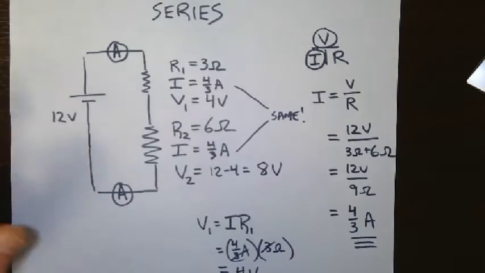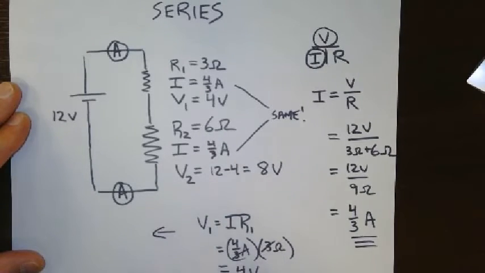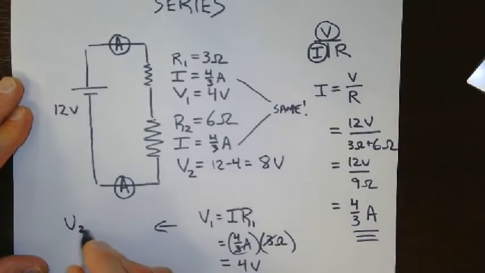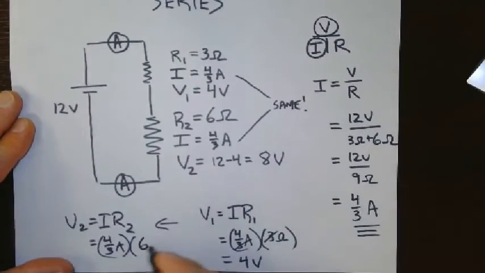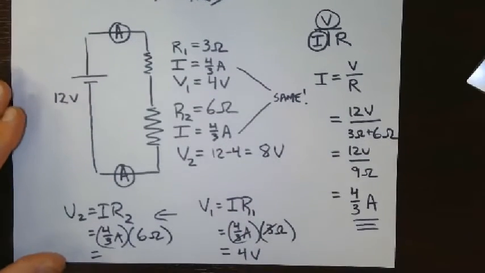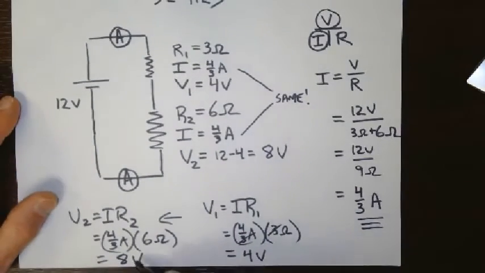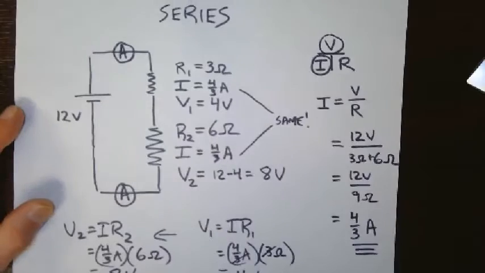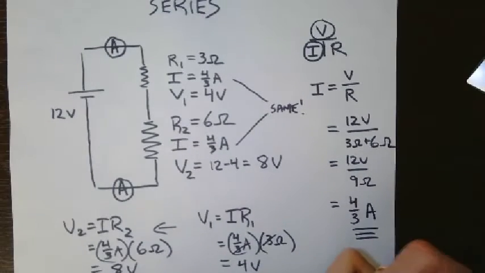And if you want to be sure that it really is, you can prove it to yourself by, again, doing this math down here and saying V2 is equal to I times R2. Again, 4/3 of an amp. This time times, what is it, 6 ohms. 4 times 6 is 24. 24 divided by 3 is 8. And so, yeah, that's great. So I get the same 8 volts both ways. Okay? So this is how you do stuff in a series circuit, okay?